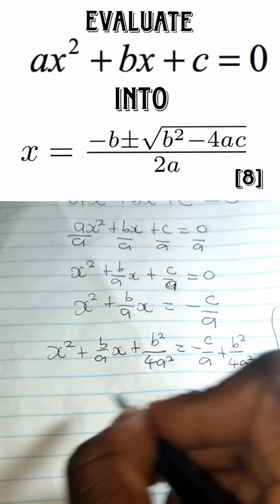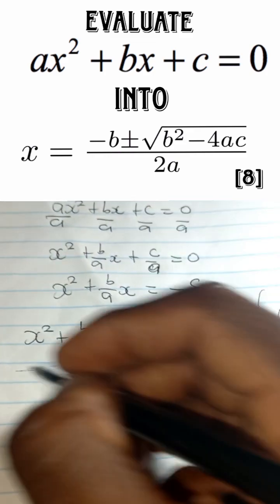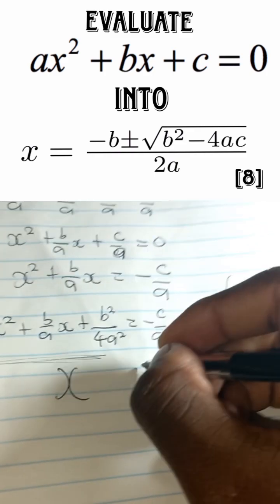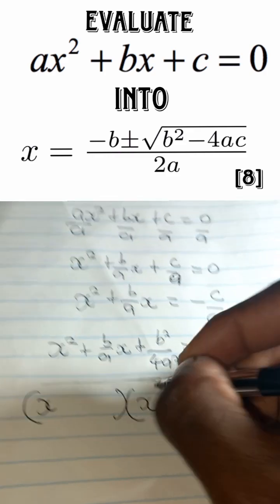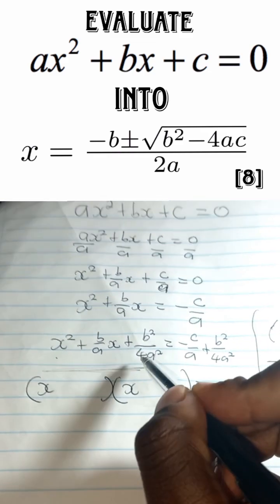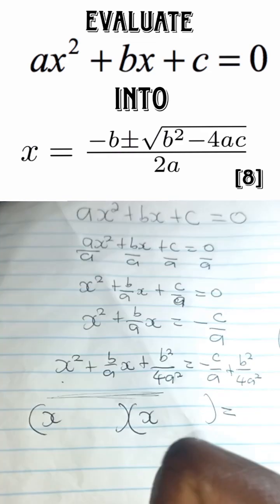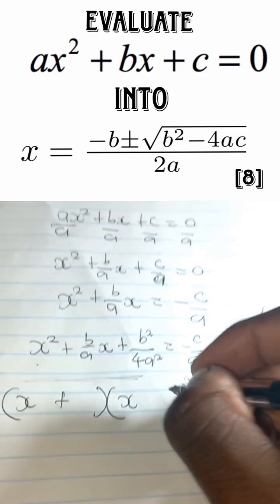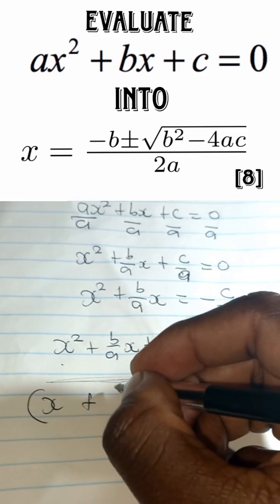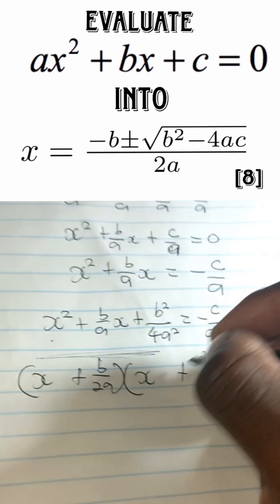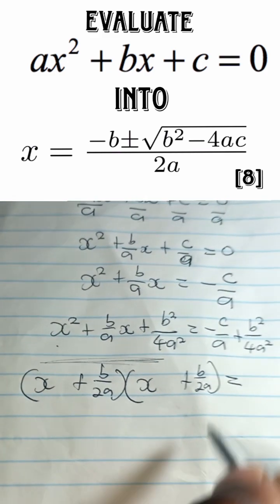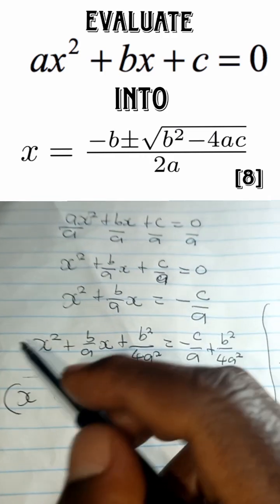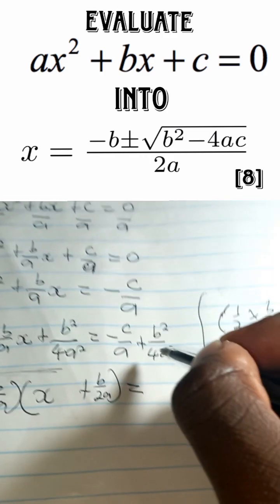Then we factorize this. We can see that it's a quadratic. How do we factorize this? We write x and x, the factors of the first term. The sign in the middle is plus. The factors of the last term are b over 2a and b over 2a. You can test it to check if it's correct.